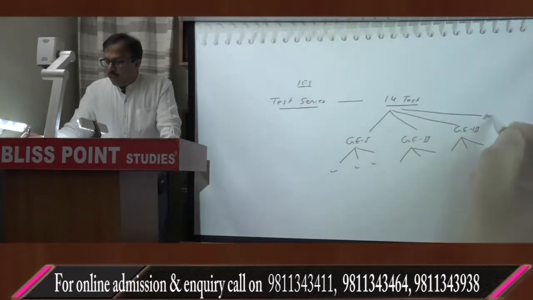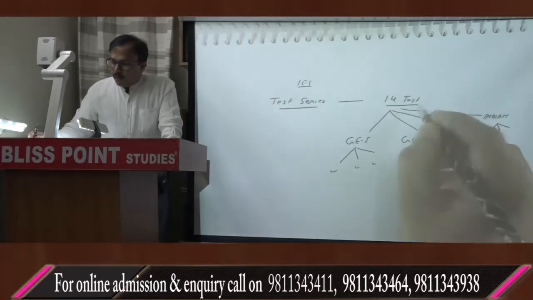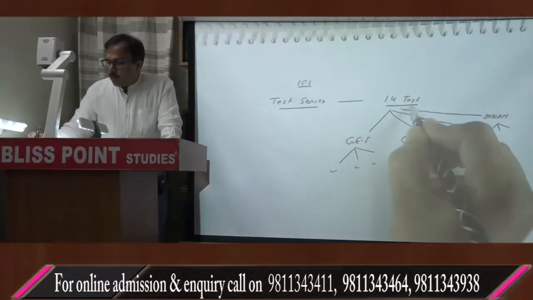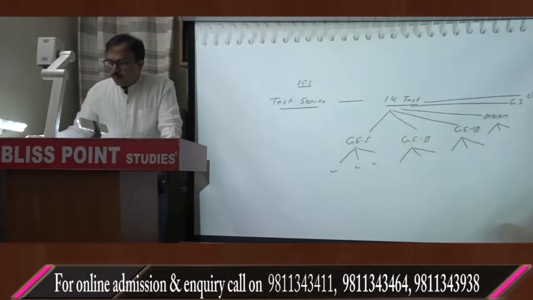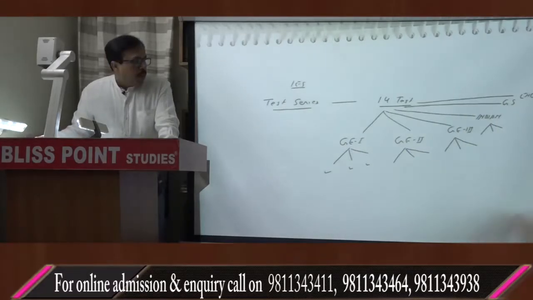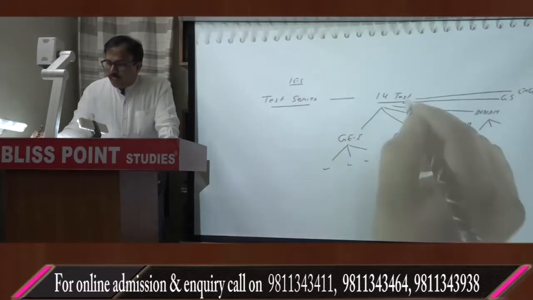And for Indian economy, sectional 2 and 1 comprehensive. That means this becomes 12. For general studies there will be 1 test, and for English there will be 1. Clear? So this will be basically your 14 tests.